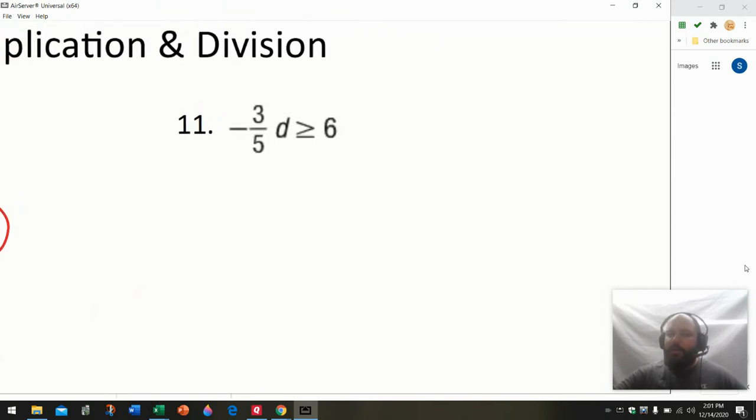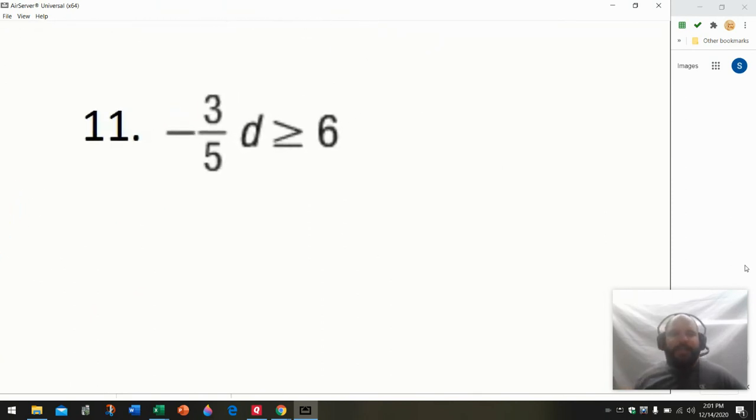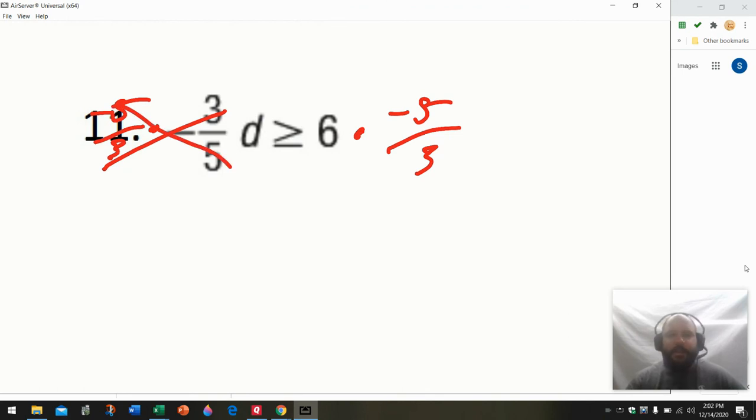Now, the last one we're going to do today is similar to the last one. You can see that we have this -3/5, and it is multiplying D. So we need to undo that multiplication. And normally, again, we would divide, but we don't divide fractions. We multiply by their reciprocals. So I'm going to multiply this side by -5/3, and then I'm going to multiply this side by -5/3, just like that. And so the 3's and the 5's cancel on the left-hand side.